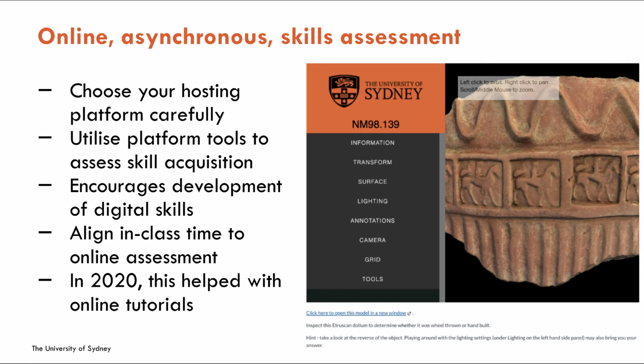And students were variably asked to measure size and features, to change lighting to uncover features. In this one, for example, the fact that the object was wheel thrown rather than hand molded, and to identify object types and manufacturing techniques. The use of a tool like this also helps in the development of digital skills and gives students an insight into photogrammetry as a really valuable skill for them to take into their future careers.